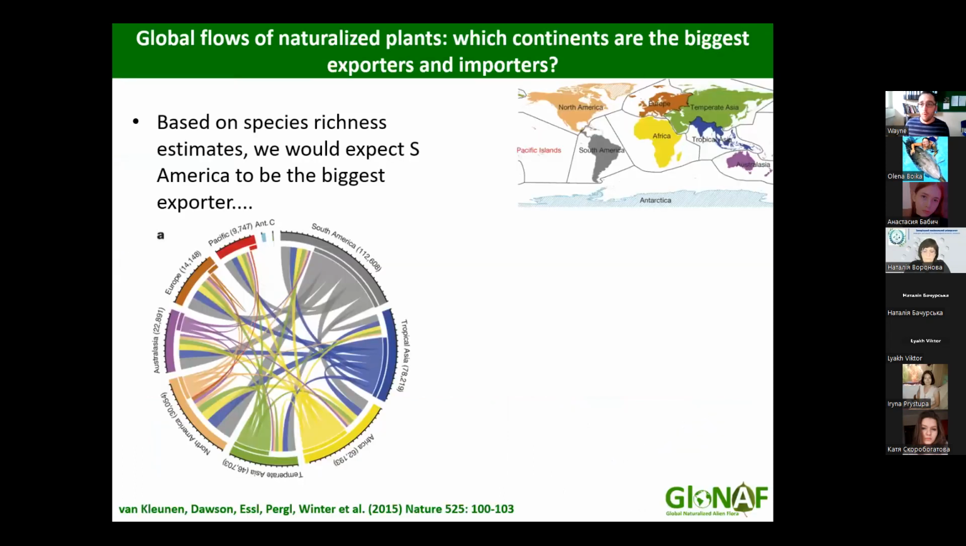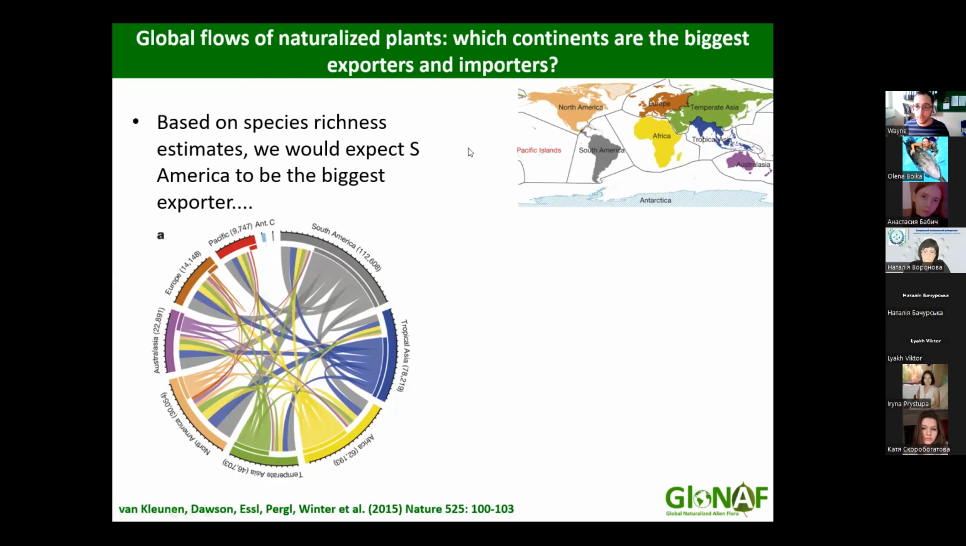So then if we look more closely at those global flows of naturalized plants, we know where they're from, where they're native to, using, again, database information, such as that from Kew. And we know where they've become naturalized after being introduced. So a key question that we wanted to try and answer with the GLONAF database was which continents are the biggest exporters of species and which ones are the biggest importers.